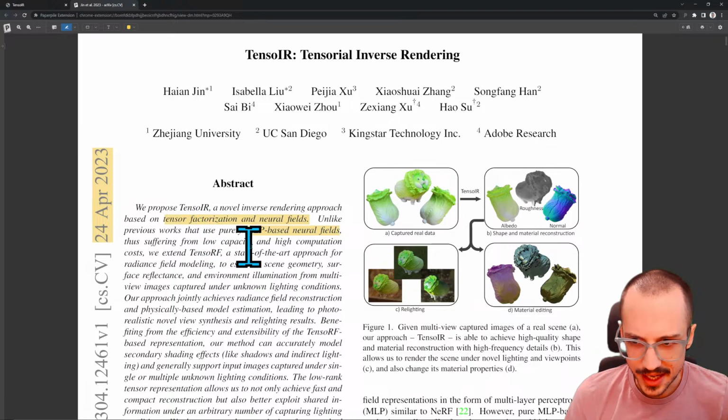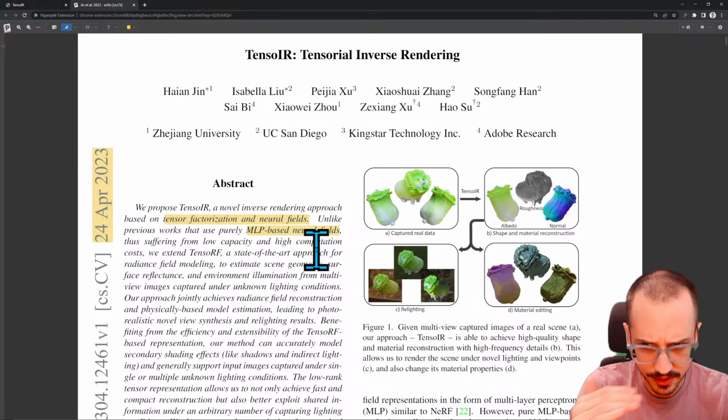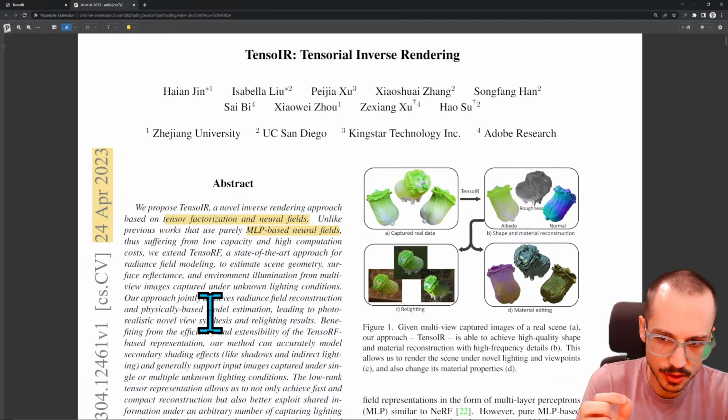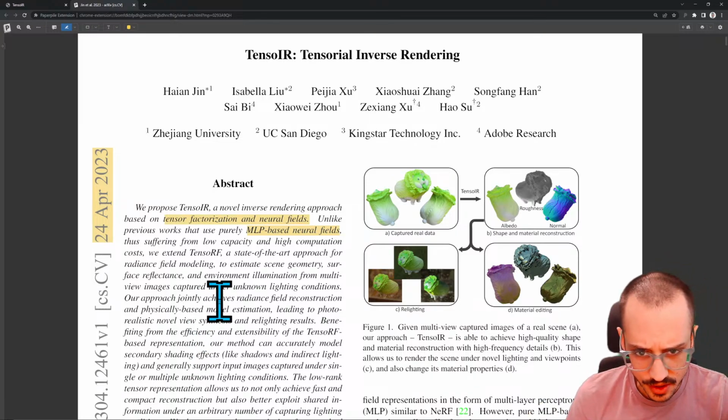Thus suffering from low capacity and high computation cost. The low capacity refers to the fact that you're limited by the capacity of that little multi-layer perceptron at the very end. And then high computational cost refers to the fact that for every single point inside your bounded 3D volume, you have to perform inference on this MLP. So NERFs are very slow right now because of that.